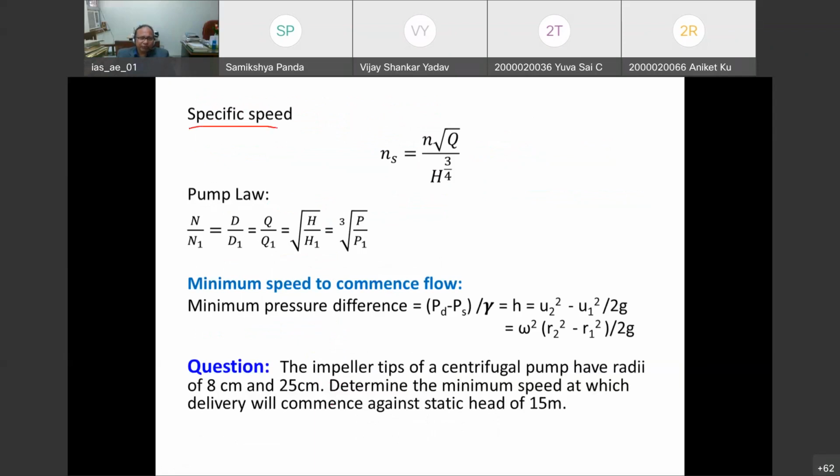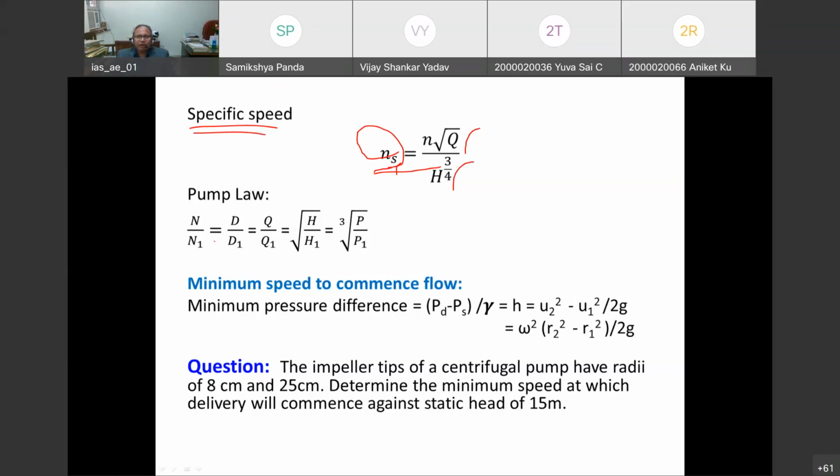The specific speed is used for the comparison of two centrifugal pumps. This is called the speed of a pump under unit discharge and unit head conditions. So if the speeds are different, then we can compare one pump to another pump on the basis of the specific speed.